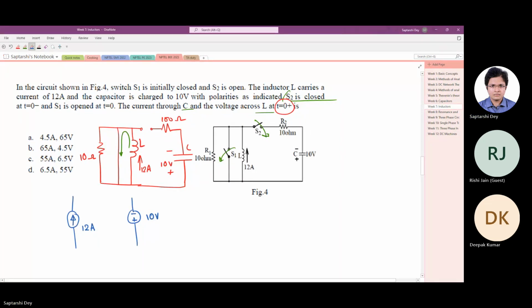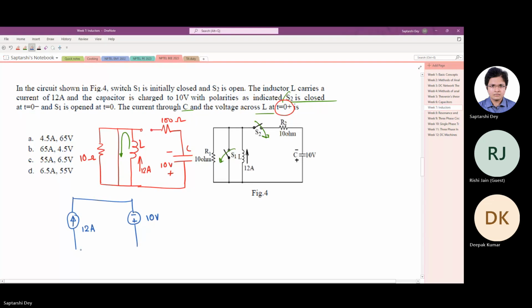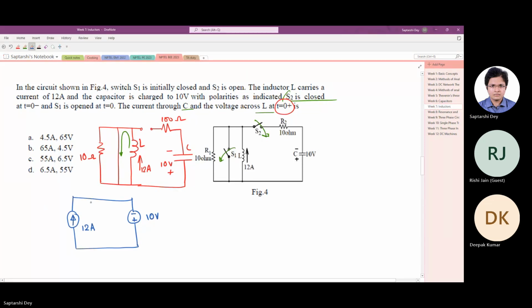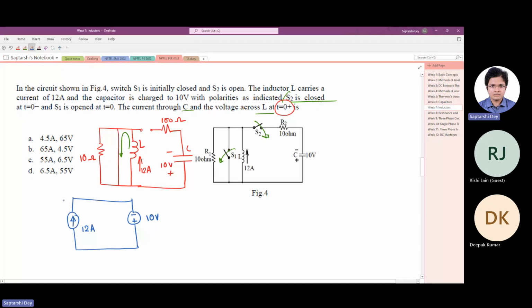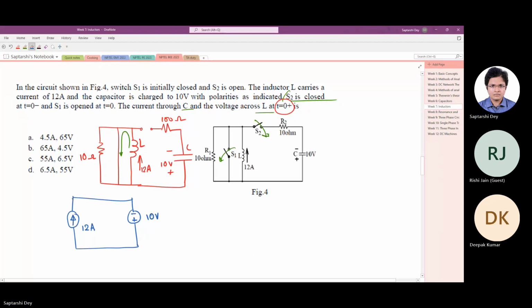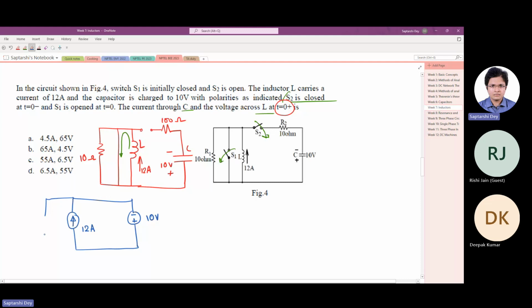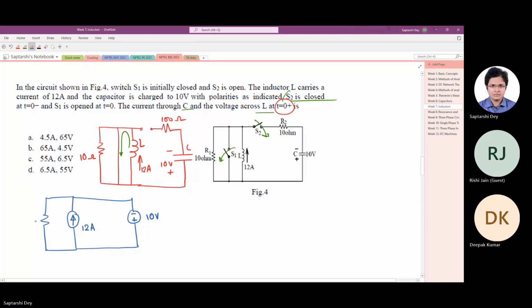Okay. Now we'll complete the rest of the circuit, and they are saying S2 is closed, so this is joined, and S1 is open, so the short circuit is no more present. What we have is this resistance here. Yes, 10 ohm. Oh, there was one 10 ohm there, not 100.